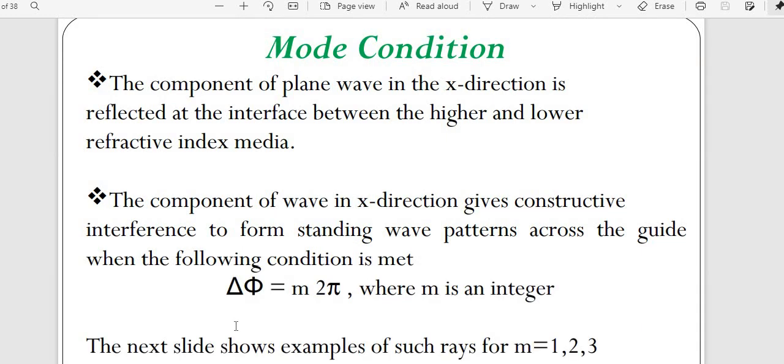And what are the conditions? This is the condition, right? Del phi is equal to m 2 pi. What does m indicate? m can be 1, 2, 3. Whenever we want to get the modes, we have to use this equation to get the constructive interference and standing wave patterns across the guide.